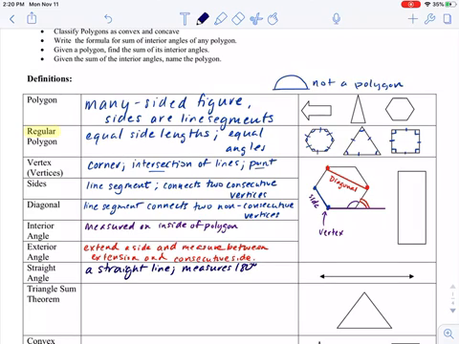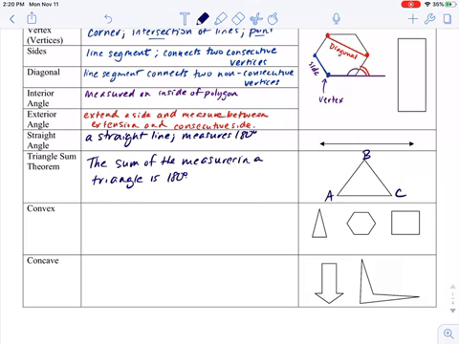The Triangle Sum Theorem. Triangle Sum Theorem says that the sum of the measures in a triangle, of the interior angles of a triangle, is 180 degrees. Convex. A convex polygon has all of its angles less than 180 degrees. So no matter which angle I measure, these are all less than 180.